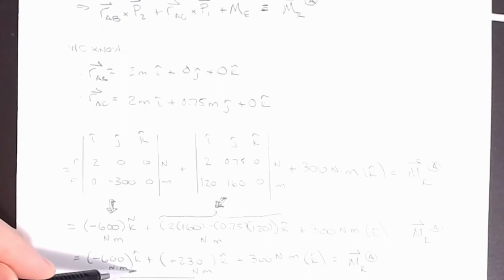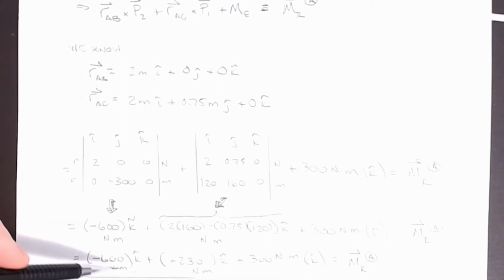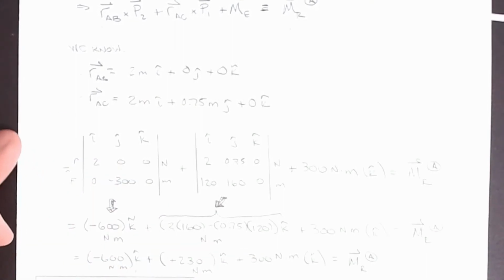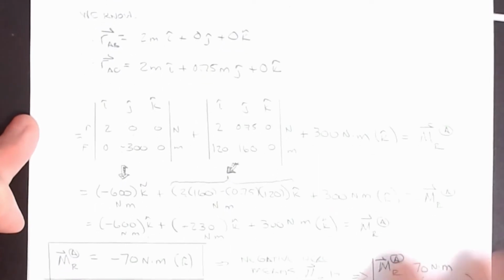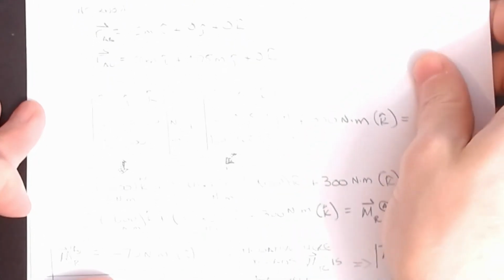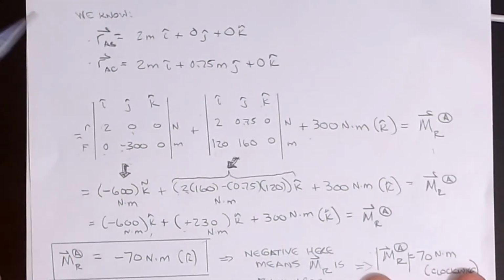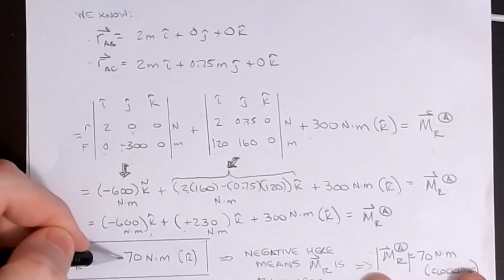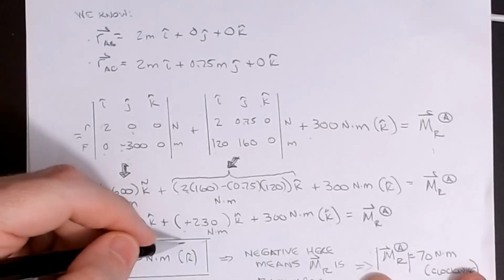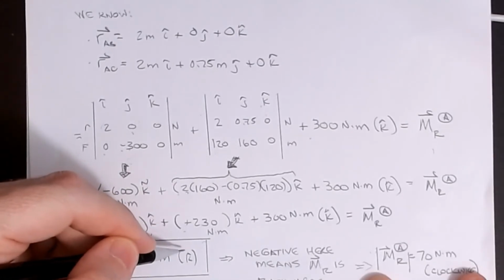And for two-dimensional problems, that's what will happen, is our moments will always have the same values. If this was three-dimensional, you might have I stuff, J stuff, K stuff, in which case your vector would be three-dimensional also. All right. So then when I go through and I do my math on this, the MR vector is going to be a minus 70 Newton meters times the K unit vector, okay?